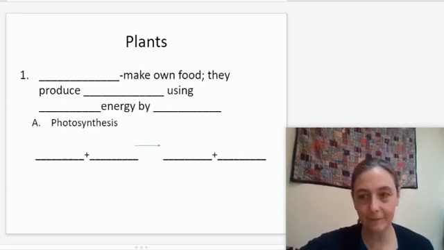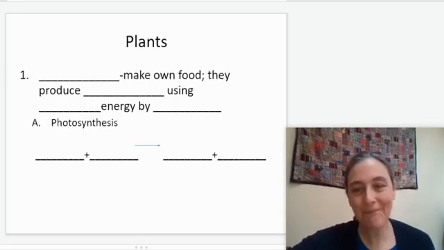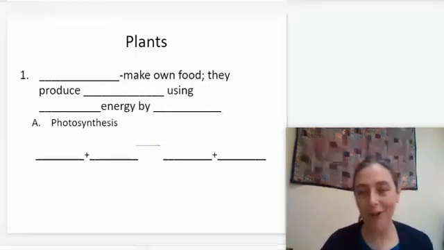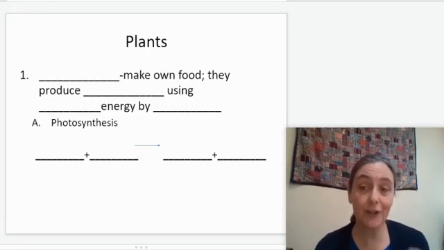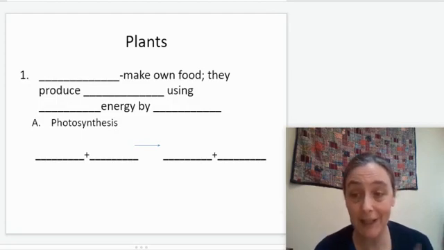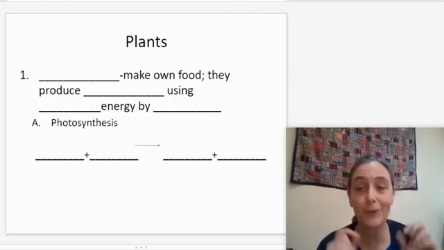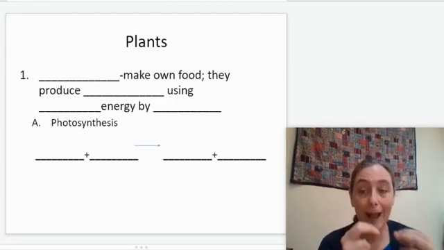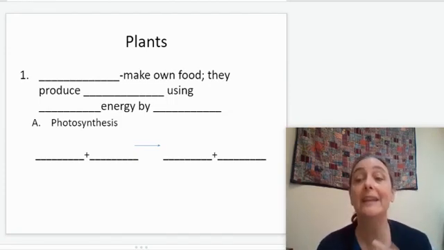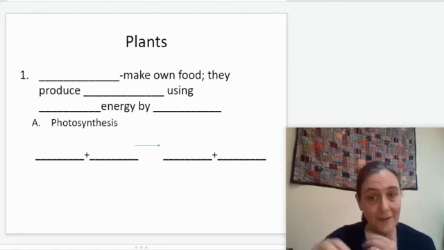Hi, everybody. Okay, so up to this point, we have talked about cell respiration and breaking down the bonds in sugar to release the energy, transferring that to ATP. Now we're going to turn our attention to organisms that can take sunlight energy and trap that in bonds of sugar, making it accessible to all organisms.